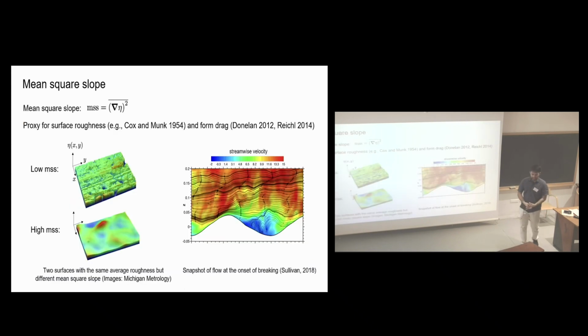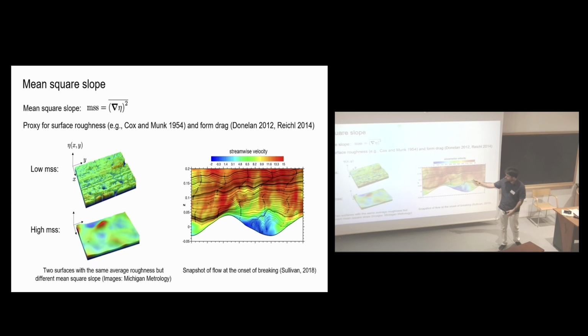Okay, so we've been focusing on observing the mean square slope. This is the mean square slope measured by the buoys, but just in general, the mean square slope is related to the gradient of the surface. So the gradient of the surface squared, take the average. And the reason we are interested in it is because it's a proxy for surface roughness.